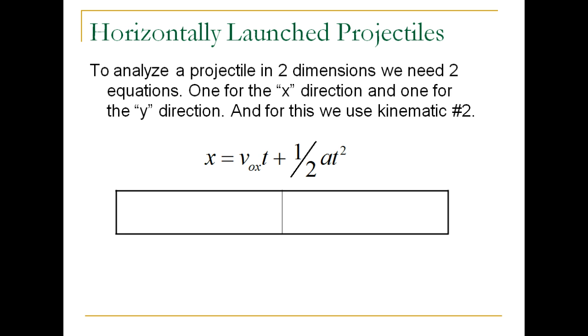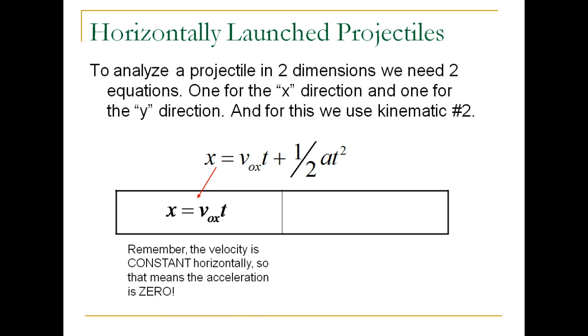So to figure out horizontally launched projectiles, we have to know some equations. We already know them. We're just going to put a few different variables in there to annotate that these are projectiles. We need two equations, one for the x direction and one for the y direction. We already talked about these. So x is equal to the initial velocity in the x direction times time. Since the horizontal velocity is constant, has no acceleration, the second half of that equation does not apply. The 1/2 acceleration times time squared, I have 0 acceleration, so it eliminates that.